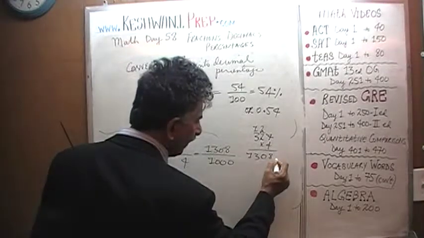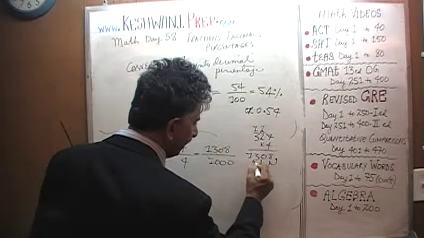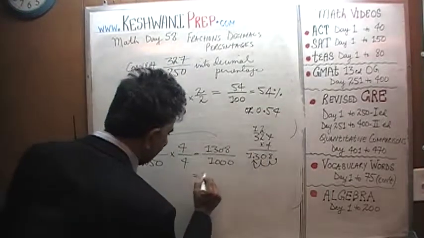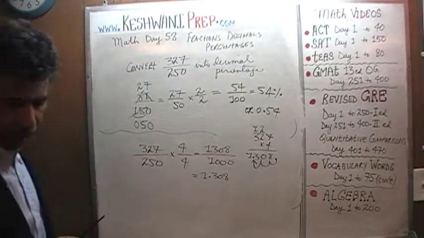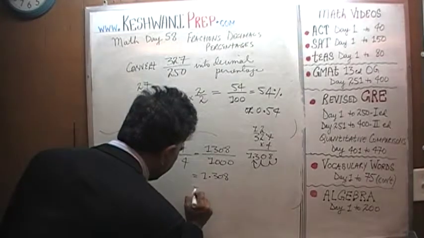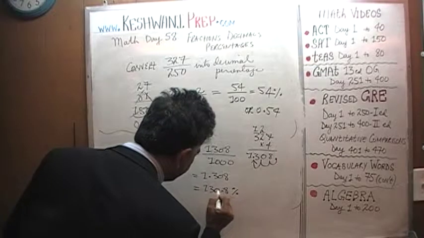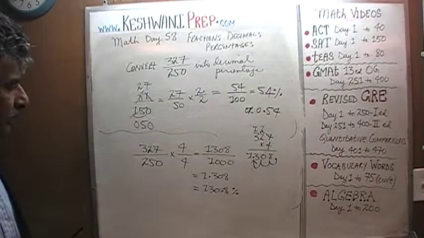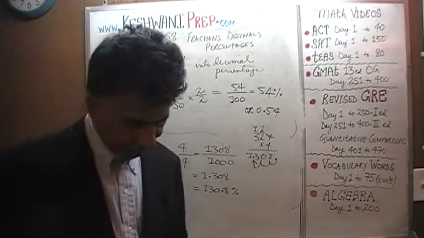Since we are dividing by 1000, not 100, had we been dividing by 100, we would move the decimal 2 spots. Since we are dividing by 1000, it's going to be moved 3 spots. It's going to be 1.308. And if you want that in percentage, it is 130.8%.